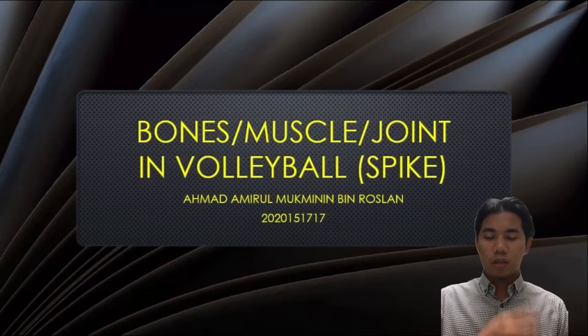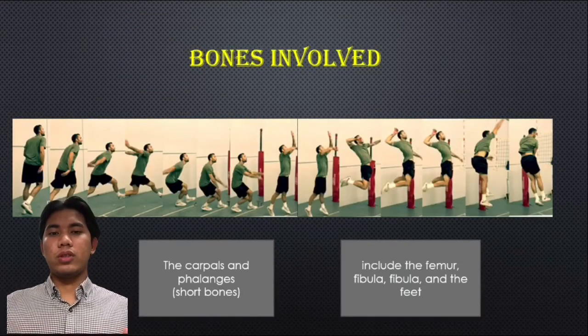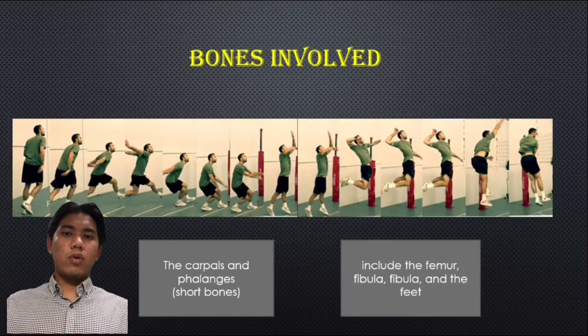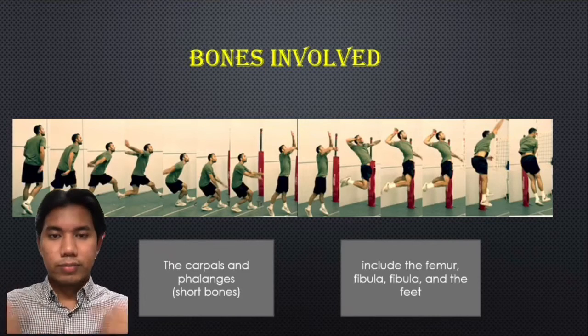My part is bone, muscle, and joint in volleyball, for the skill which is the spike. Alright, so let's go to the next slide. First, bone. In a volleyball spike, the athlete makes contact with the ball via the carpals and phalanges. These are examples of short bones in the hand. Then up the arm to the radius and ulna, and finally the humerus, which connects to the shoulder.